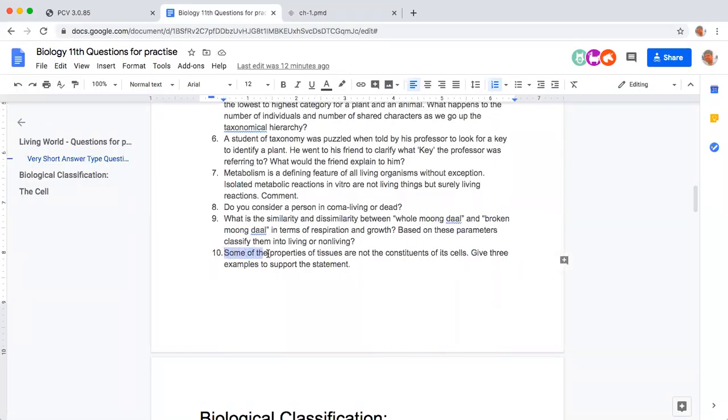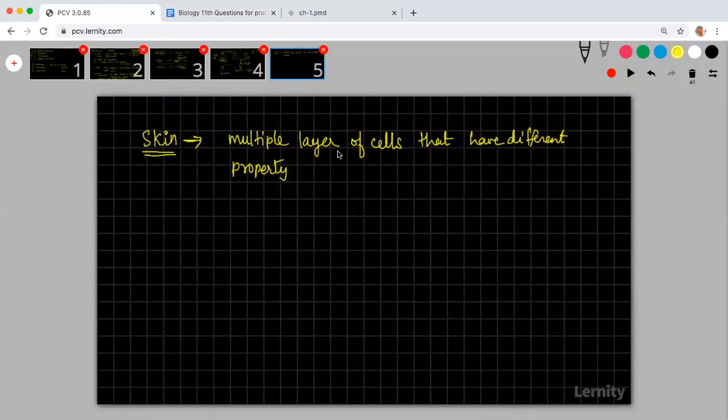This is the 10th question we are seeing now. Some of the properties of tissues are not the constituent of its cells. There are some properties present in the tissue which are not the property of the cell. Okay. The first one is multiple layers of cells that have different properties. What is skin? Skin is multiple layers of cells. It is a tissue, which will have different properties. Say for example, epithelial cells are present on the outside. The epithelial cells are responsible for protection.